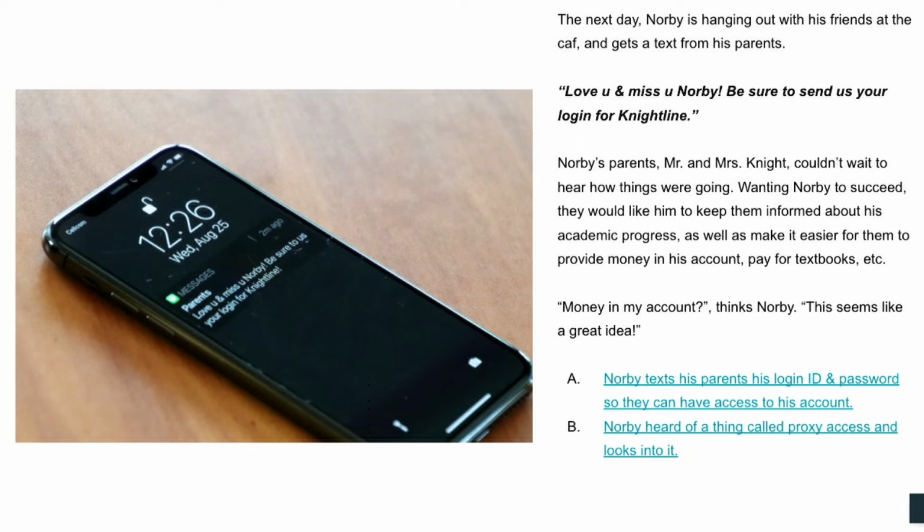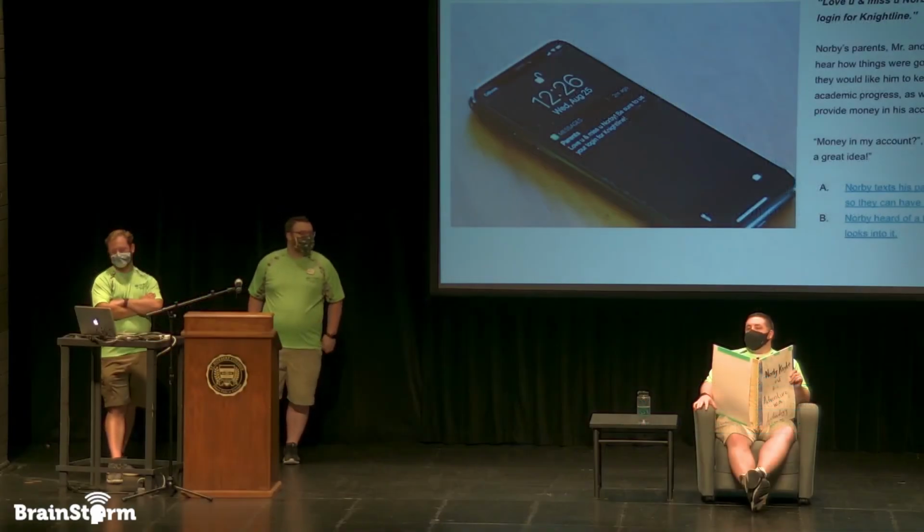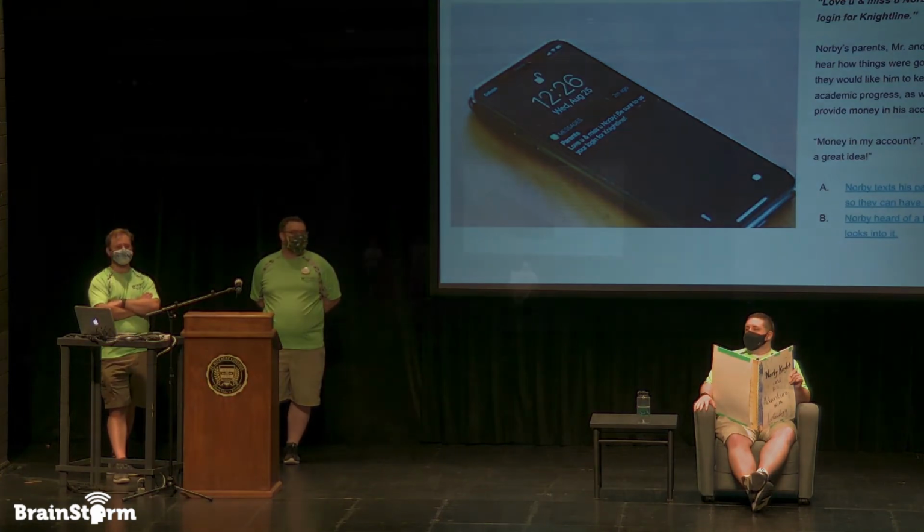So, should he either text his parents his login ID and password so they can have access to his account, or use a thing that he'd heard of called proxy access, look into it and see what he can do with it? What should we do?